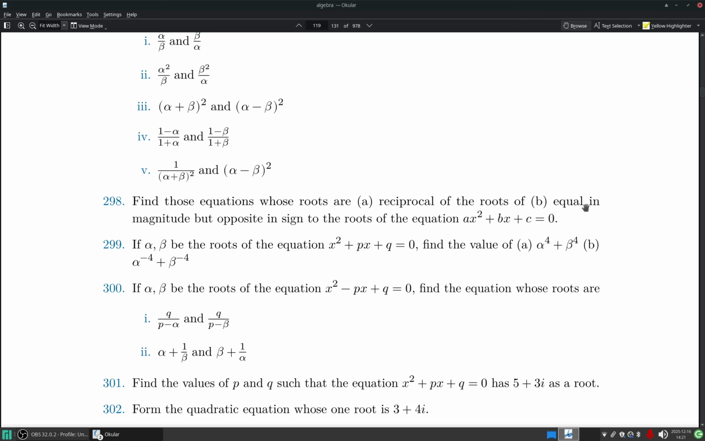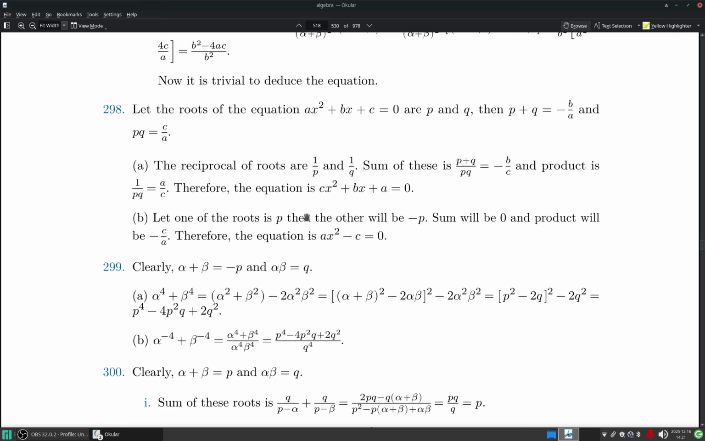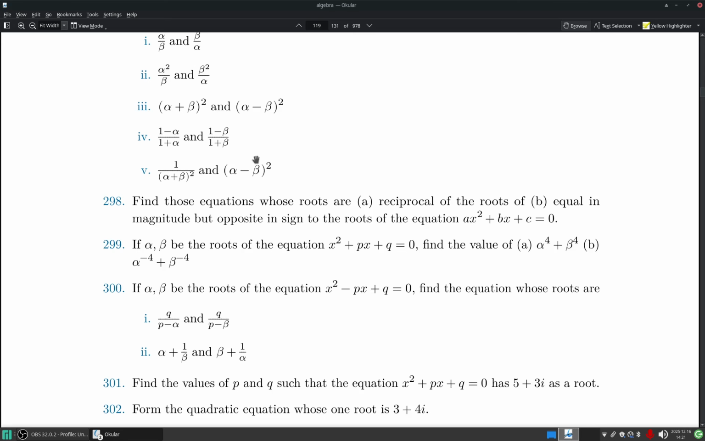The part B says equal in magnitude but opposite in sign. Once we have that, the sum would be 0. Okay, and product would be minus c by a, because they are opposite in sign. So the equation would be x square minus c is equal to 0.